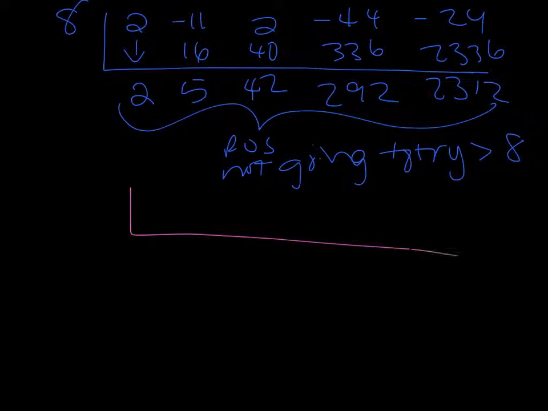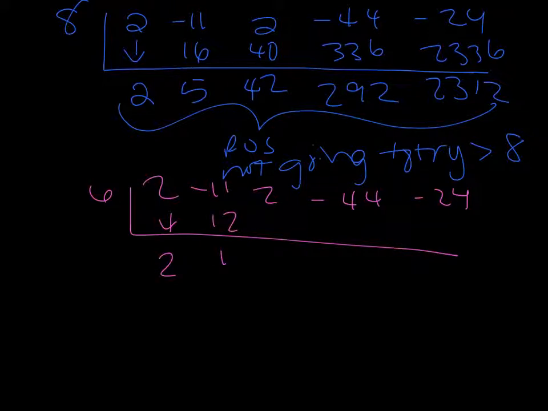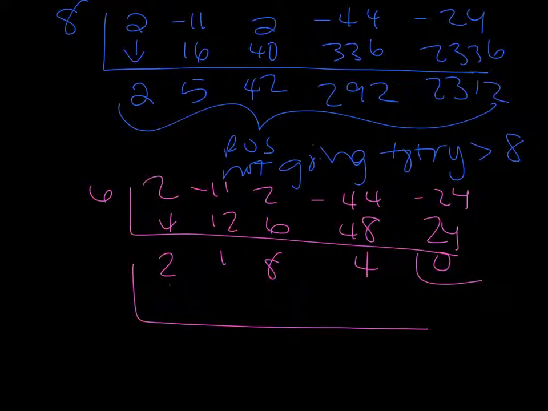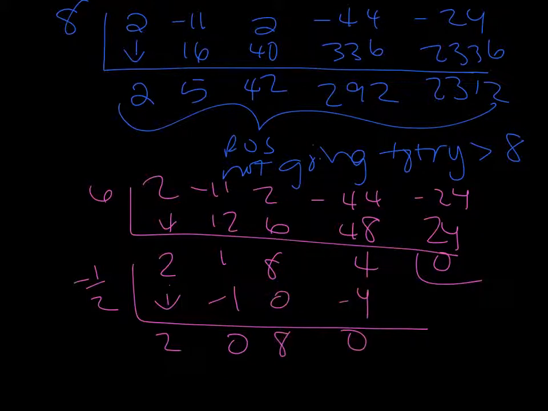So let's try something smaller. Let's try 6. This gives me 2, 12, 1, 6, 8, 48, 4, 24, 0. And then on the 2, 1, 8, and 4, let's try a negative 1/2. It gives me 2, negative 1, 0, 0, 8, negative 4, 0. Which means I have 2x squared plus 8 left, and on the next screen I will finish that.